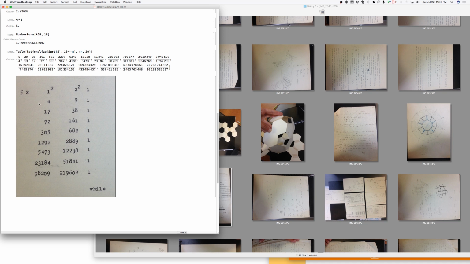So he had 4 over 9. Then we have 29 over 13. Oh, he has 17 over 38. That's what we also have. 161 over 72. For some reason he missed out the 29 over 13. Okay, so 682 over 385. Let's see whether he has the 219602. So those are continued fraction approximations to square root of 5.